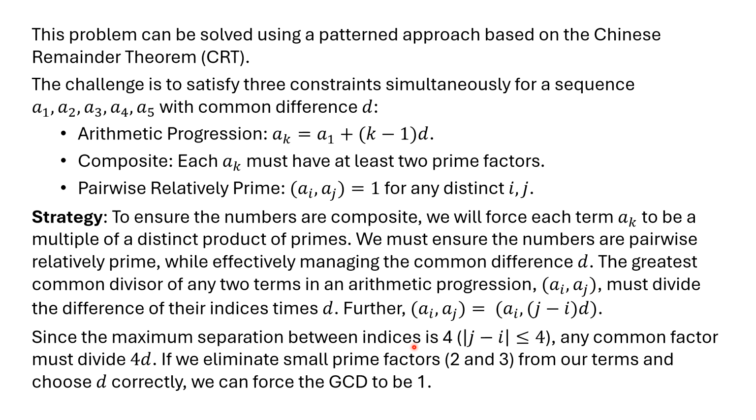Since the maximum separation between indices is 4, right, that would be between A1 and A5, we're only asked to look for a progression with 5 terms in it. Any common factor must divide 4d. That's from this statement here. If we eliminate all small prime factors 2 and 3 from our terms and correctly choose d, we can force the GCD to be 1 between any two of these terms.